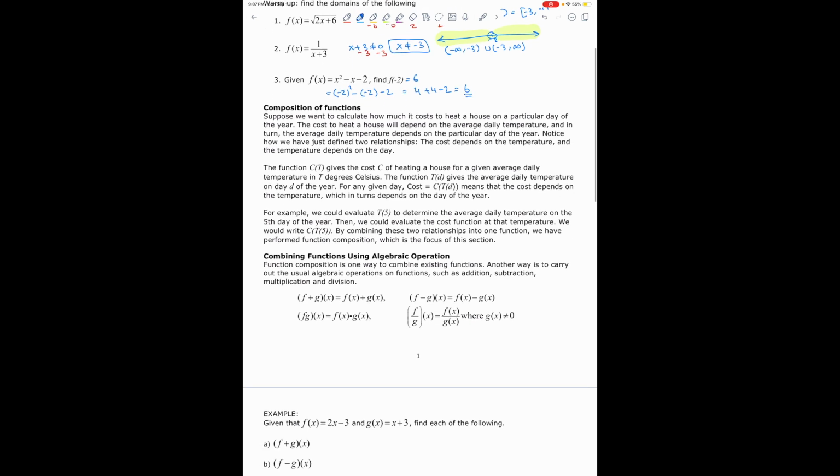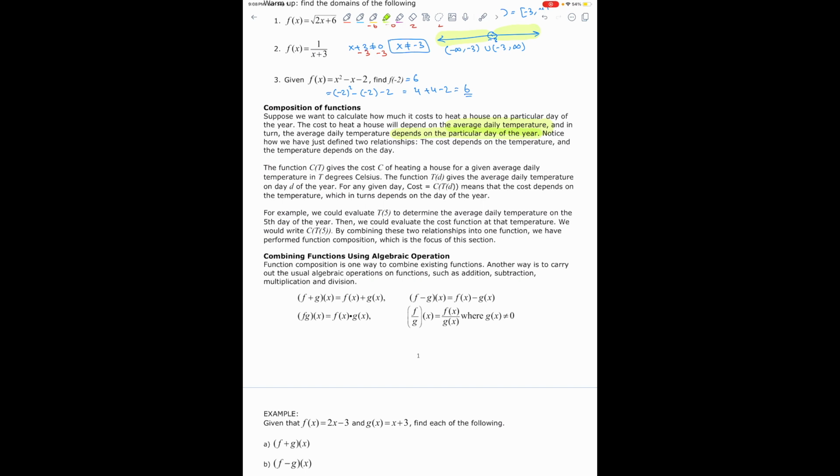Composition of functions. Suppose we want to calculate how much it costs to heat a house on a particular day of the year. The cost to heat a house will depend on the average daily temperature. And in turn, the average daily temperature is going to depend on a particular day of the year. For example, days in January are different from days in February and March and April and so on. Notice how we have just defined two relationships. The cost depends on the temperature.